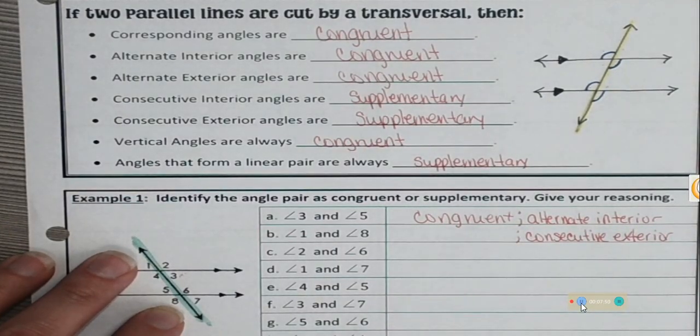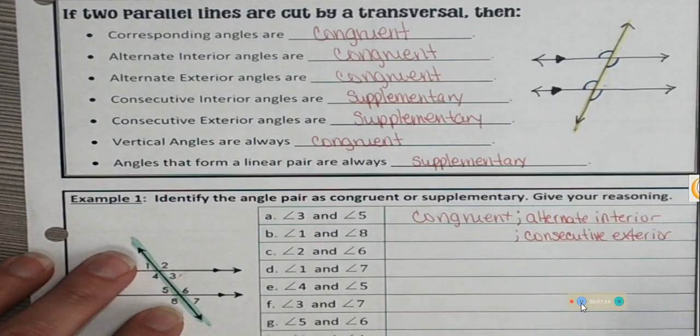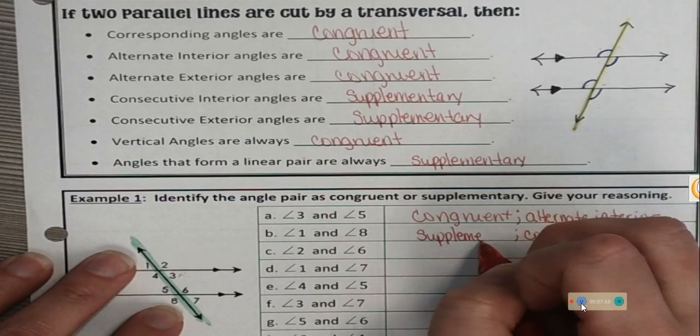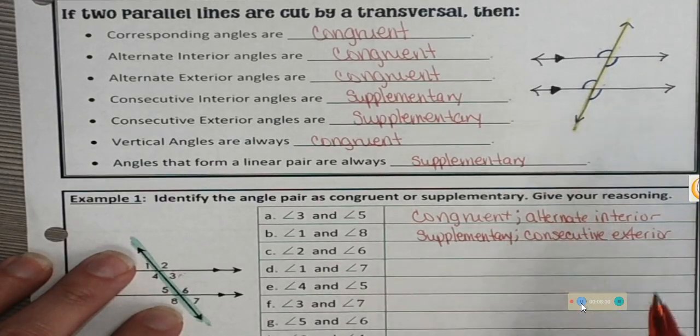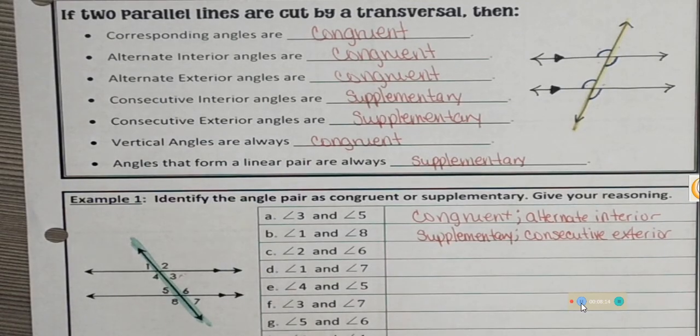Now, consecutive exterior, are those congruent or supplementary? Supplementary. What does it mean to be supplementary? They add up to equal 180. So what you're trying to do now is get in your head what the types of angle relationships are and whether they are congruent or supplementary, because we're going to throw numbers in here in a minute and you'll tell me what the actual measure is.